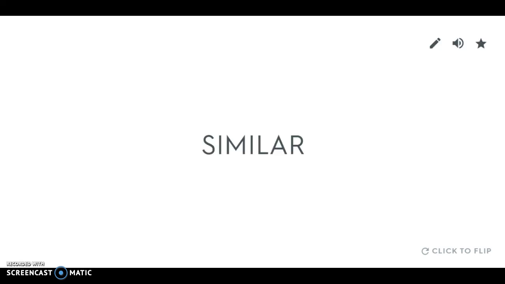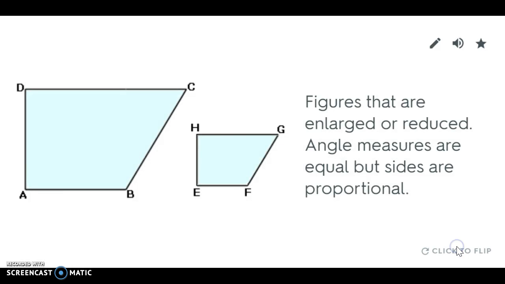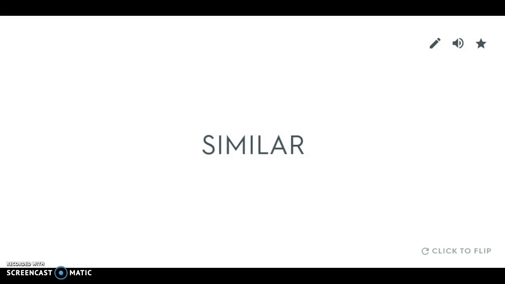Okay, what we're working with today, we're starting chapter 8, which deals with similar figures. So first we need to know what it means to be similar. Similar figures are figures that are enlarged or reduced. Angle measures are the same and the sides are proportional. If you remember back when we did dilations, we had reductions or enlargements. Those were similar. And so the angles are the same, but the sides are proportional. That's what it means to be similar.